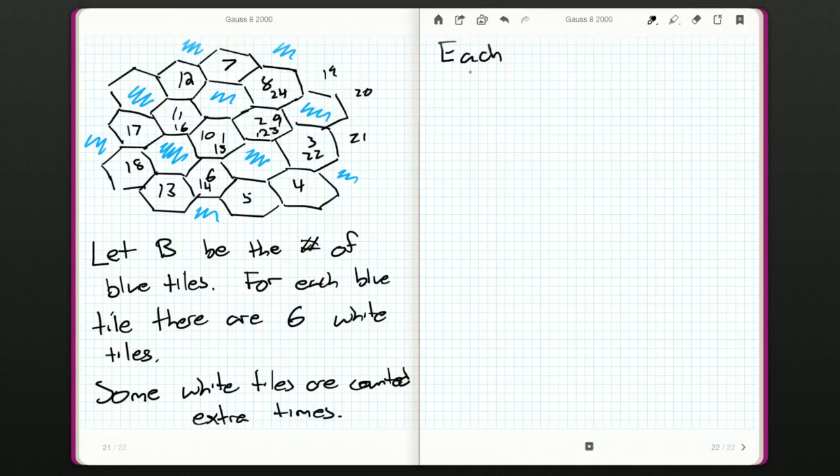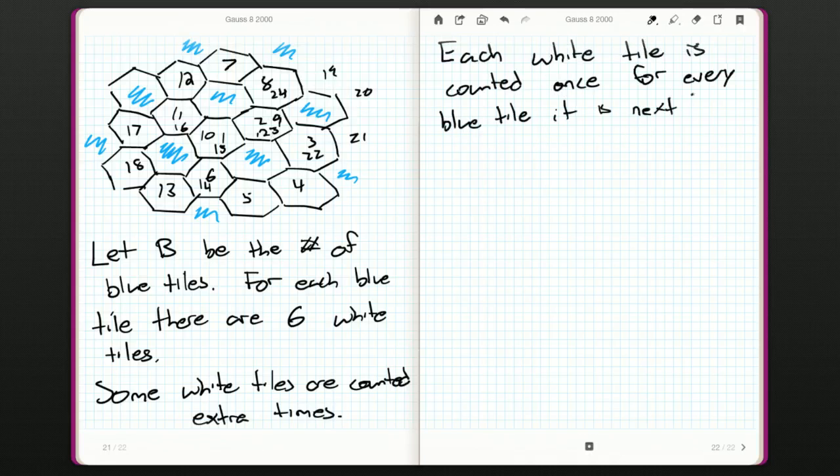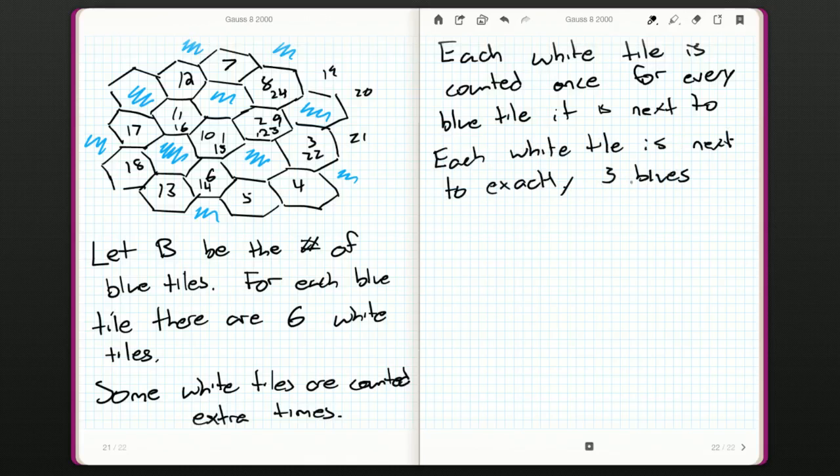So why is this happening? How many times do white tiles get counted? Do all white tiles get counted the same number of times? Each white tile is counted once for every blue tile it is next to. Each white tile is next to exactly 3 blue tiles.